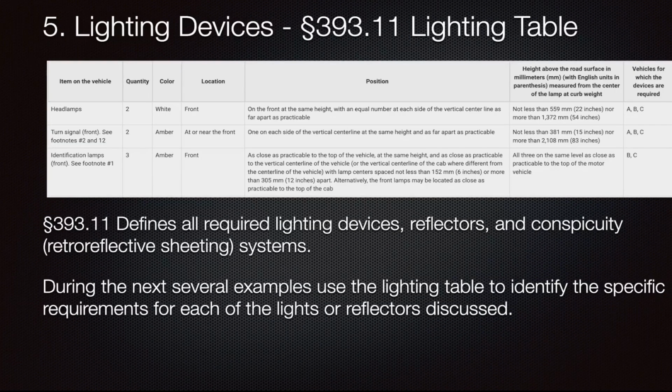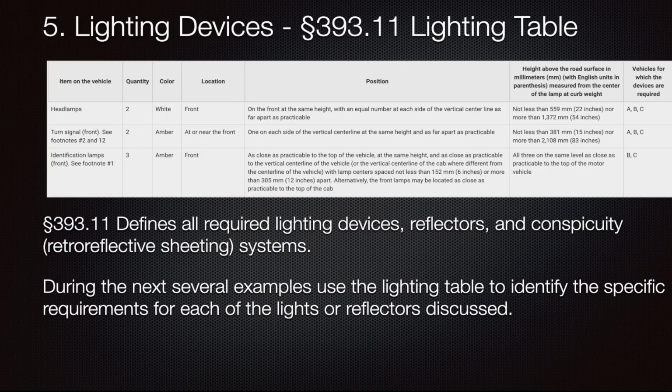It also says that you have to have an equal number on each side. So if a low beam goes out and all you've got is the high beam that works, or vice versa, you do need to have the same number of lights on each side. And then over here it talks about height from the road surface and maximum height. It says that they can't be less than 22 inches from the road surface, and they also can't be any higher than 54 inches.